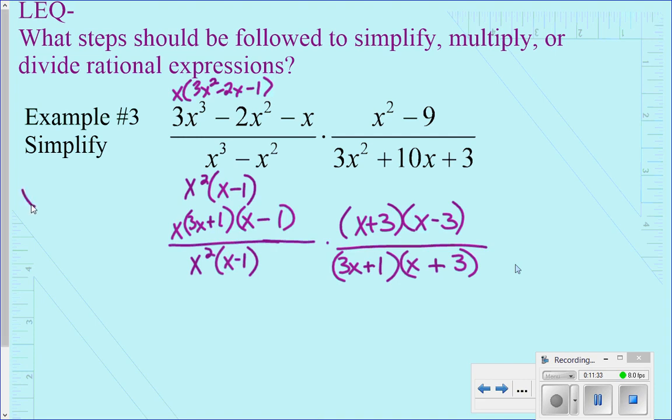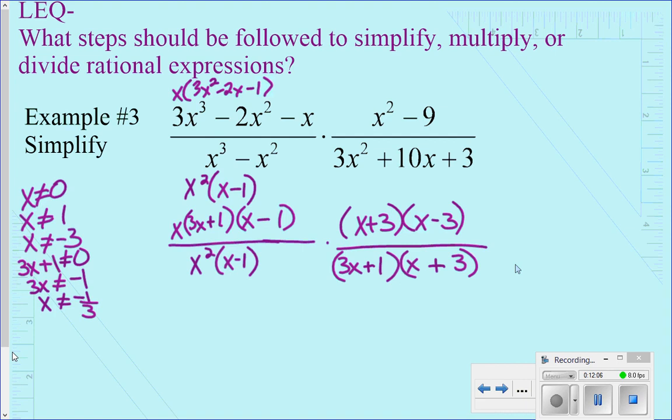So from this x squared, x cannot equal 0. From x minus 1, x cannot equal 1. From the x plus 3, x cannot equal -3. Those you can all do pretty quickly in your head, hopefully. The 3x plus 1, I'll show that one. 3x plus 1 cannot equal 0, which means, subtract 1, 3x cannot equal -1, which means x cannot equal -1/3. So we'll include all those as our domain restrictions.